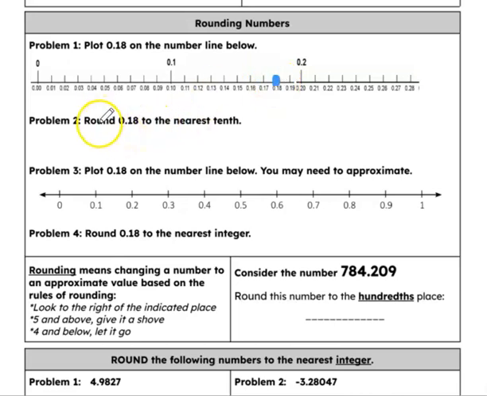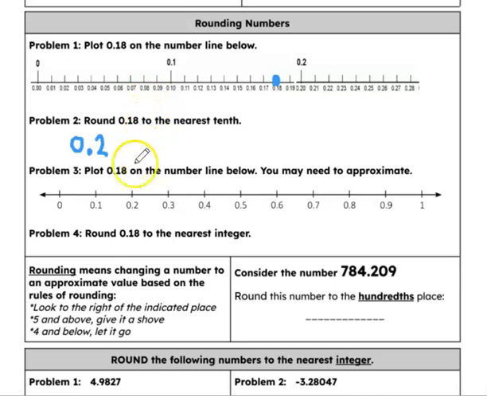Now, it's asking to round 0.18 to the nearest tenth. So we're thinking about it as rounding to the nearest dime. Is it closer to $0, 0.1, or 10 cents, or 0.2? You can see this dot we created is closest to 0.2. So when we round it, we get a 0.2 right there.